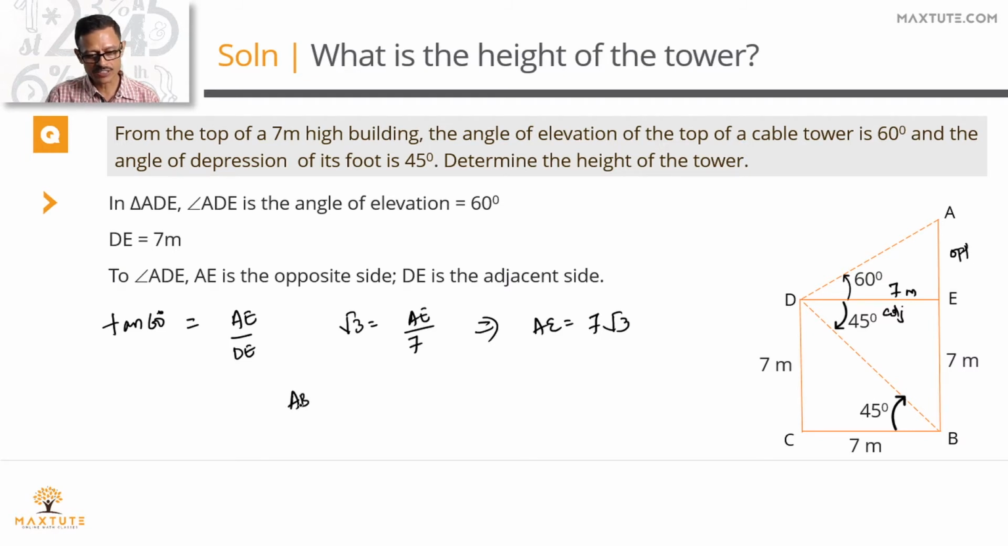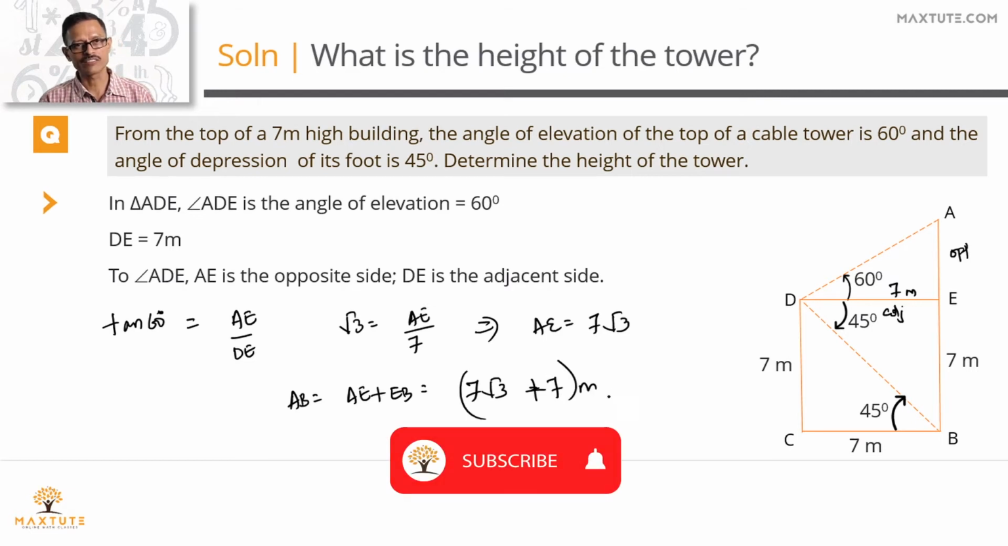We need to find the height of the tower, which is equal to AB. AB equals AE plus EB. AE equals 7 root 3, we computed just now. EB is equal to 7 meters. So 7 root 3 plus 7 meters is the height of the tower.